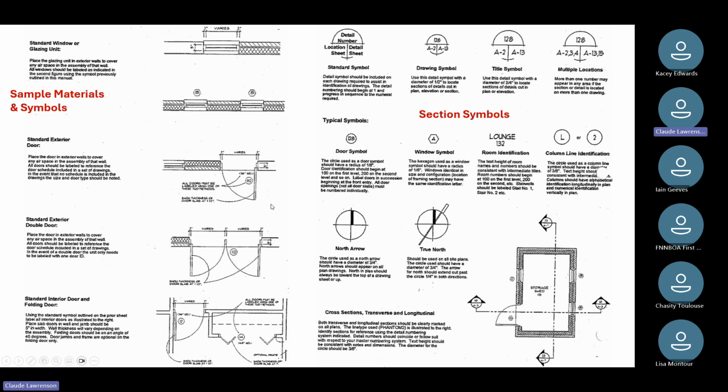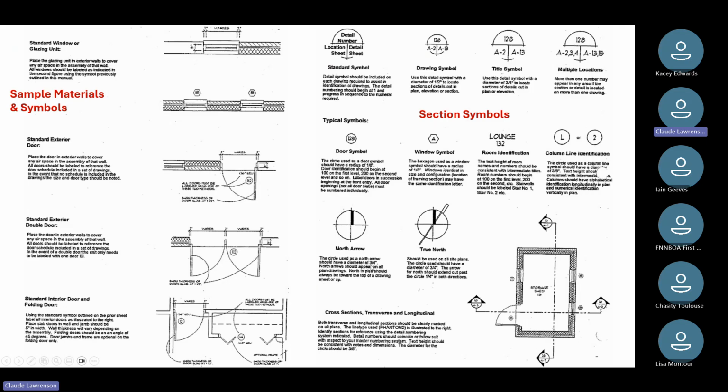Standard exterior door, okay. A standard exterior double door, and a standard interior door and a folding door in a closet. So again, some various materials and symbols. And again, these are just some examples to try and explain the language of architectural drawings.